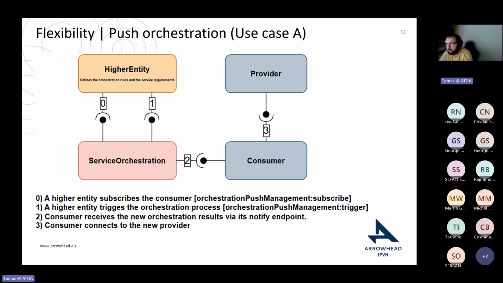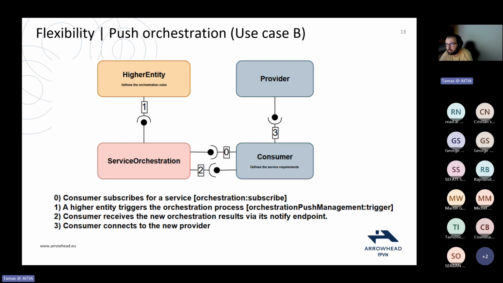And we have another use case with this push orchestration, when your higher entity only defines the orchestration rules. And your consumer itself knows its service requirements. Again, what is the interface? I know what is the security level I can use, and so on.